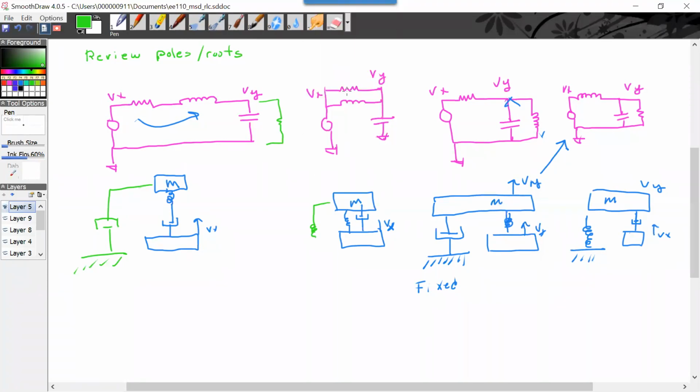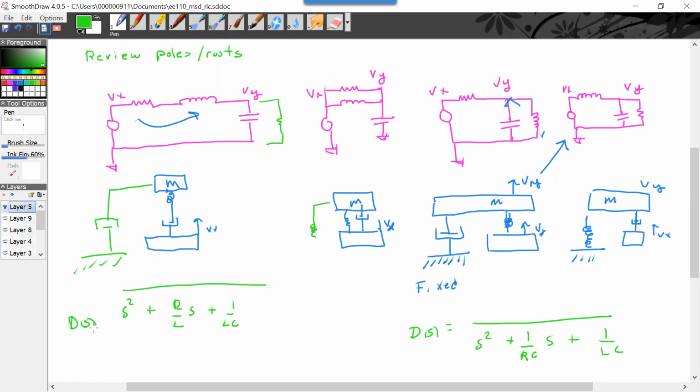Just as a hint, though, these all have the same denominator, right? These come in the parallel configuration where you have that. This one has the series configuration. Now, you can put other things in there, but most people do pretty well on this.